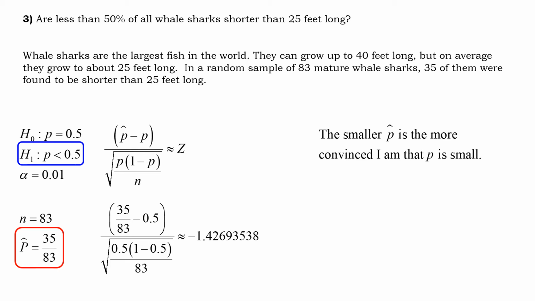So in your sample, the smaller the proportion that fall into the category that you see, the more convinced you are that the population proportion of being in that category is also small. So you can simplify this down. More convincing data in this scenario is a small P hat.